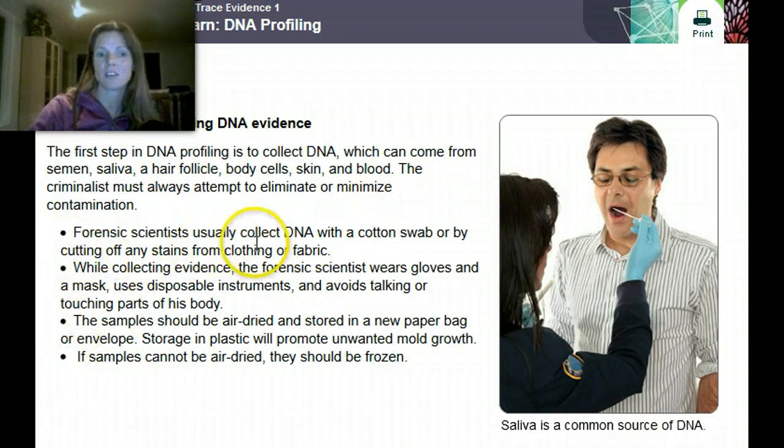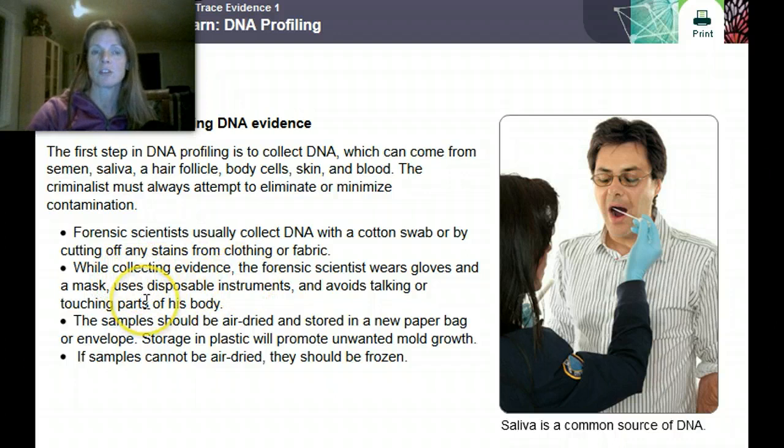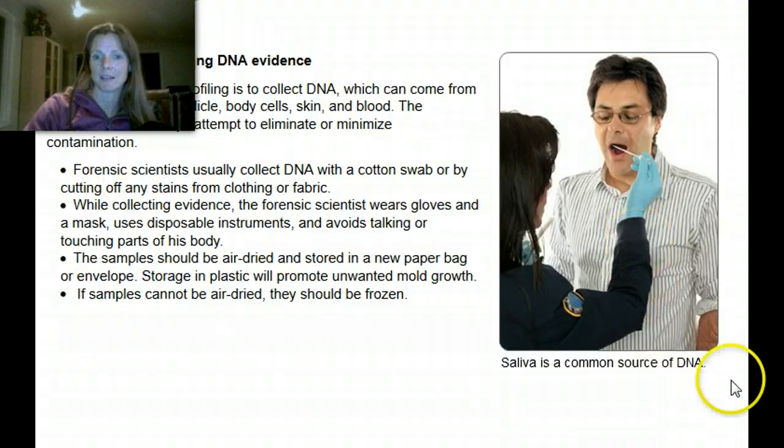It says forensic scientists usually collect DNA with a cotton swab or by cutting off any stains from clothing or fabric. While collecting evidence, forensic scientists wear gloves and a mask, use disposable instruments, and avoid talking or touching parts of the body. You don't want to contaminate that. The sample should be air dried. That's a big thing, because if it's put in something like plastic, being a little moist, it could form mold, and that would contaminate the DNA as well. If the samples can't be air dried, they should be frozen. So that's about collecting it.